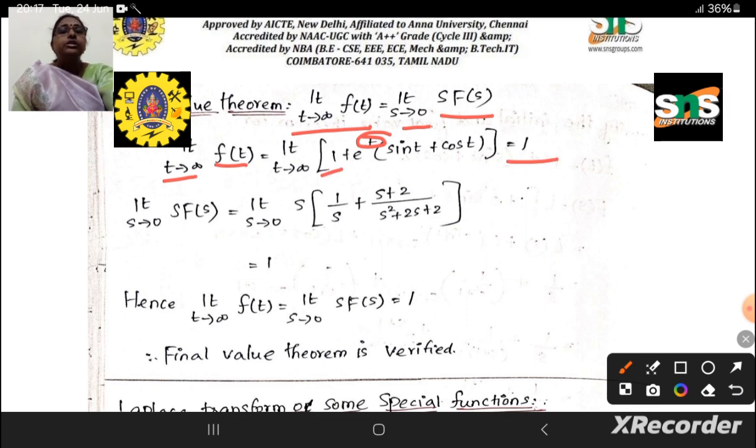So the same thing we can check now. So s into F of s, here s tends to 0. So first multiply this s to the first term. So you will get 1 plus s into s squared, whatever it is, with the s term you will get. So 1 plus 0 only you will get. Instead of s, if you replace it by 0, you will get 0. So the final answer is 1. So from this we got the left hand side as well as the right side equal to 1. So the final value theorem is also verified.